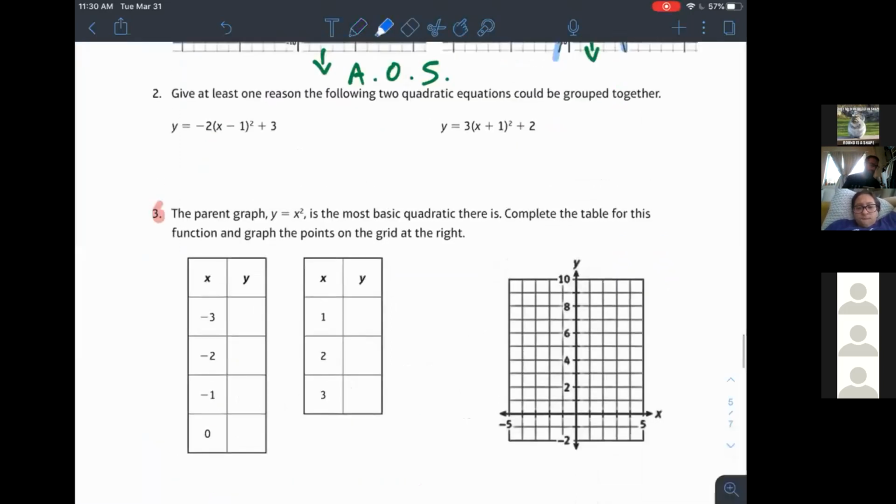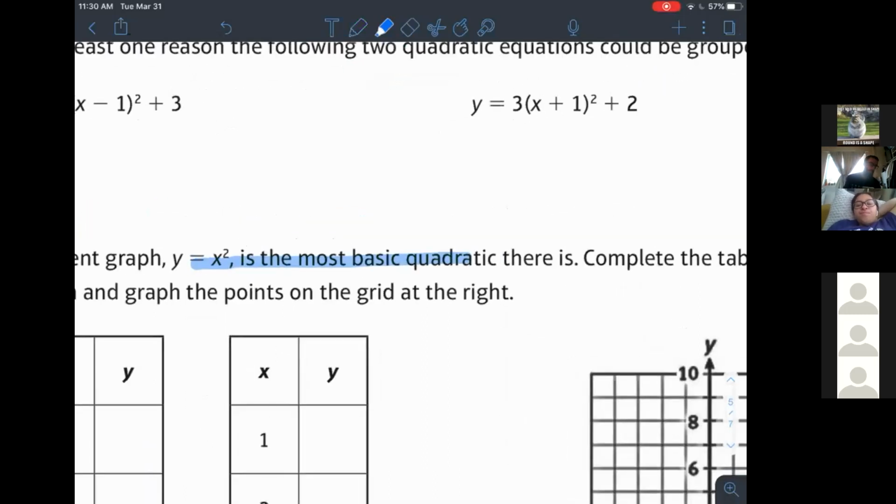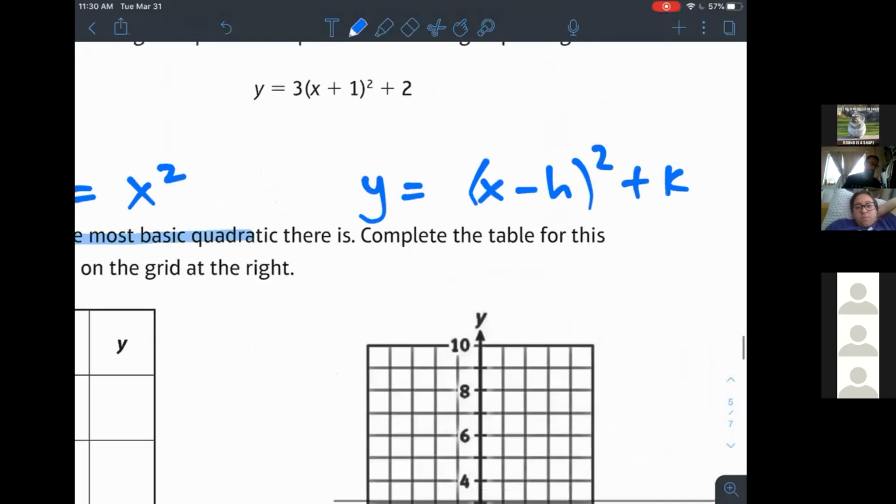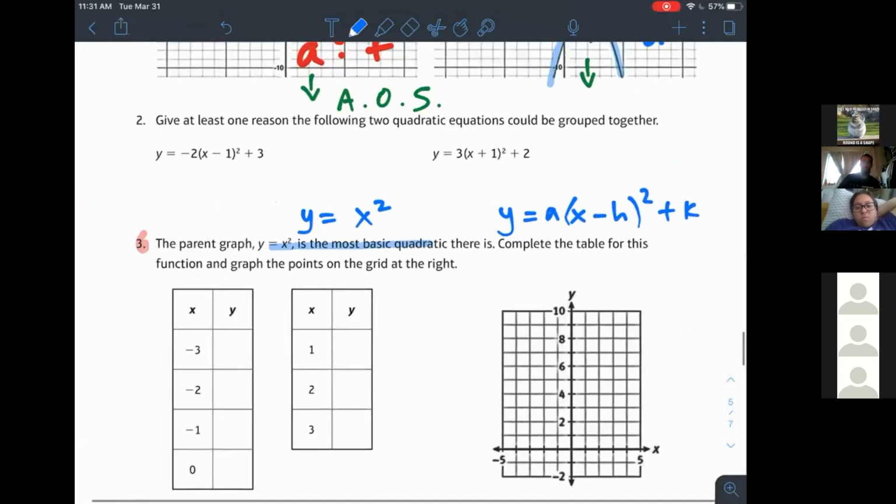Parent graph, we mentioned parent graphs are the most basic graphs. So the parent graph of a quadratic is the most basic quadratic. Again, it is y equals x squared. Notice there is no visible a, h, or k from our transformation template. H is 0, k is 0, which is why our vertex is at 0, 0.